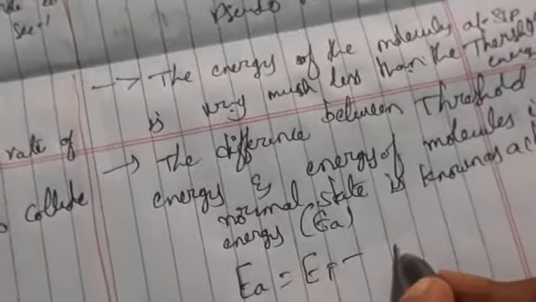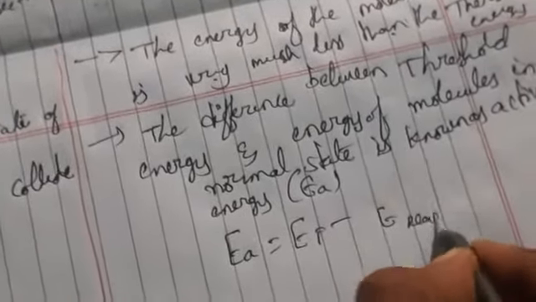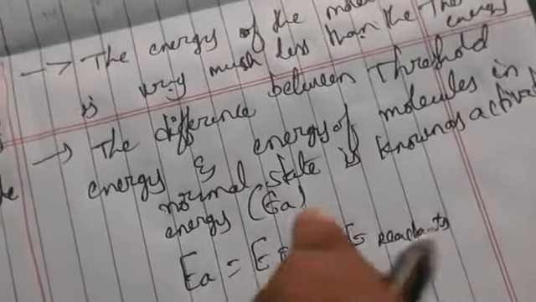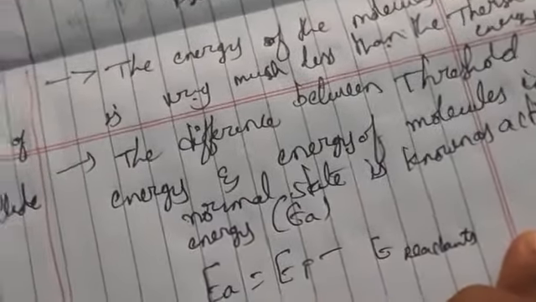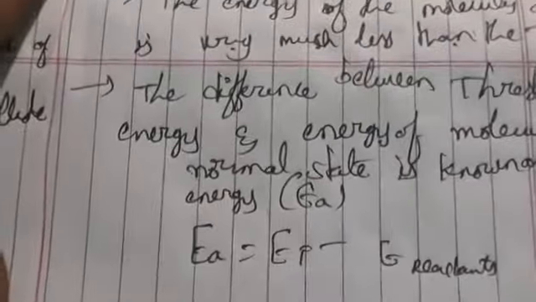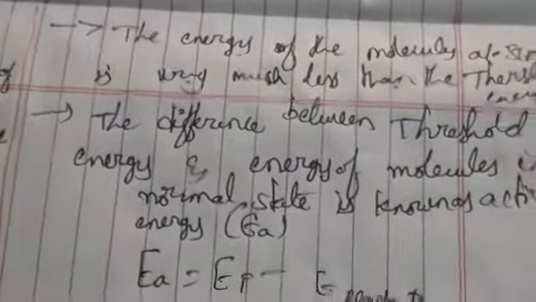So here we can write E reactants. Here ET indicates the threshold energy, the minimum energy, minus the normal energy of molecules, which is the extra energy required, known as activation energy. The molecules which possess threshold energy are called activated molecules. These are formed in very small numbers.